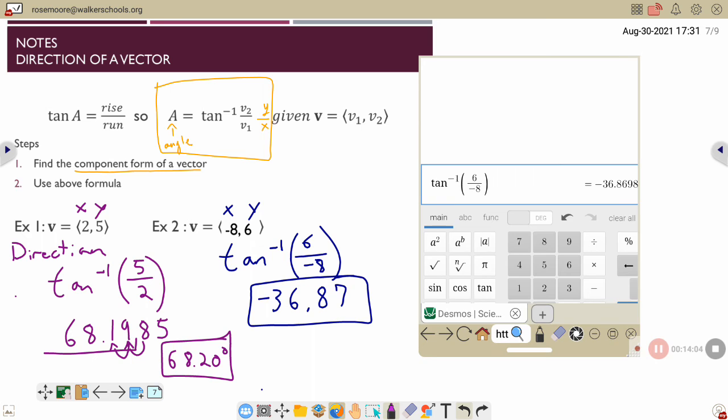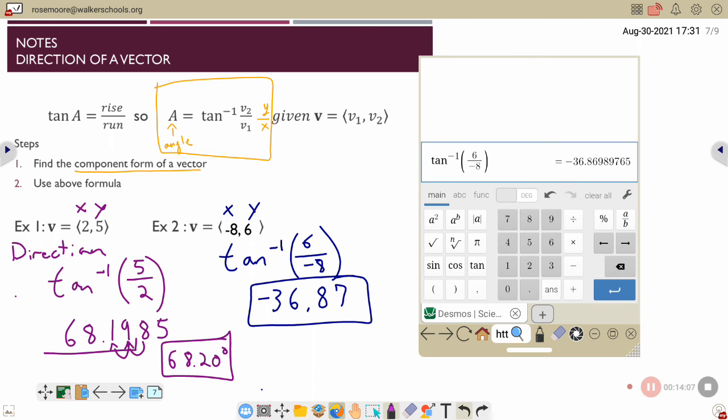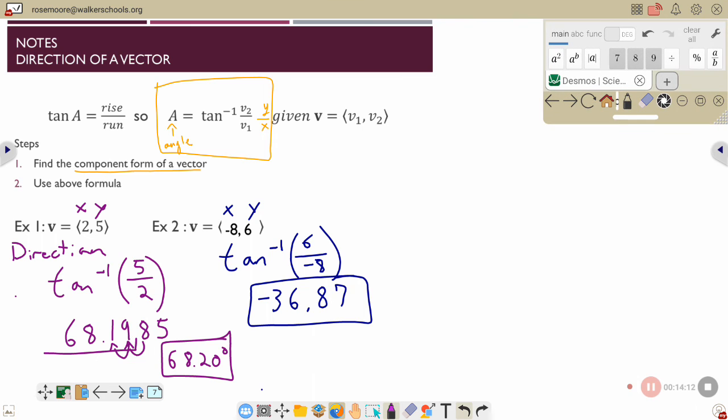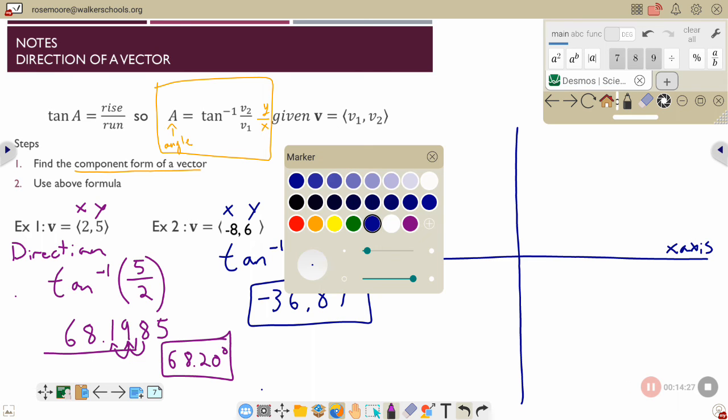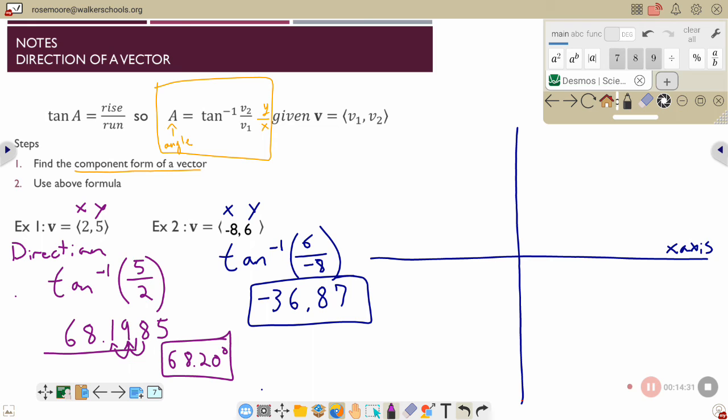So here's our additional bit. Let me shrink my calculator. We are done using it. What you want to do when you're finding direction is it's in relationship to the x-axis, right? So if I were to roughly sketch where this is on my graph here, negative 8 is somewhere over here: 1, 2, 3, 4, 5, 6, 7, 8. And positive 6 is over here: 1, 2, 3, 4, 5, 6. So that means I'm over here. There's my vector, and here's my angle. Now my angle can't be negative 36. That doesn't make any sense.